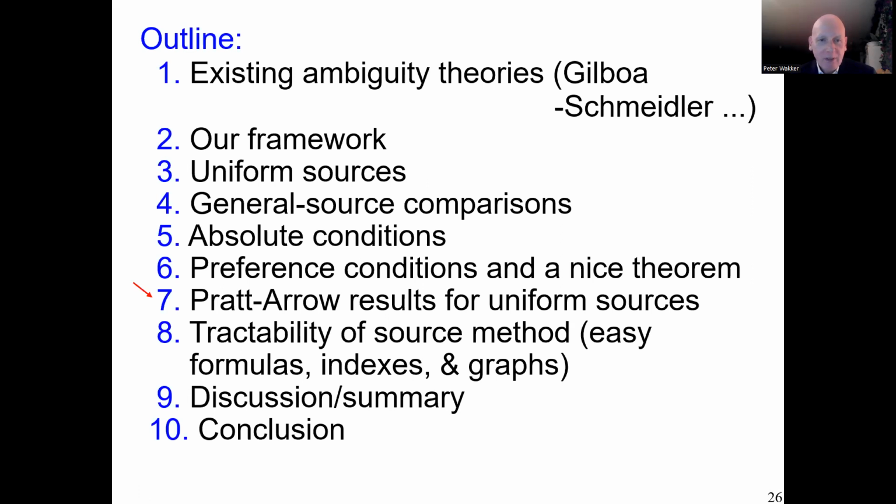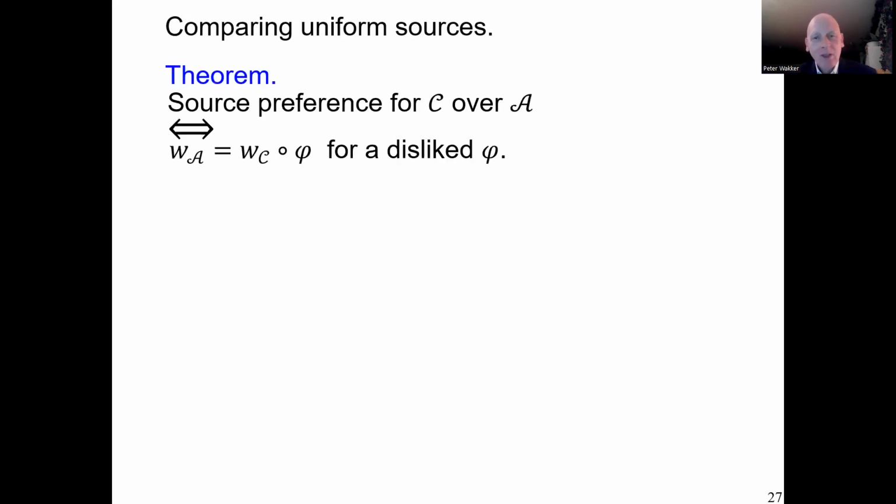So we ended the previous recording with nice theorems. In this recording, we're going to continue with nice theorems, so to say. Pratt-Arrow results for uniform sources. So now we're going to compare only uniform sources. And here's a theorem. I'm assuming all the sources now are uniform.